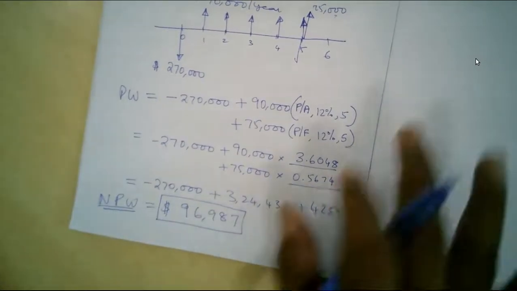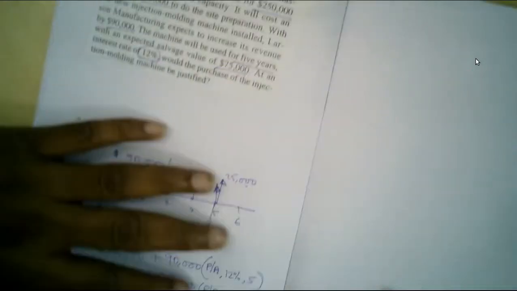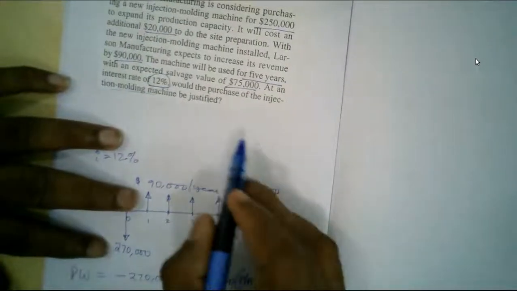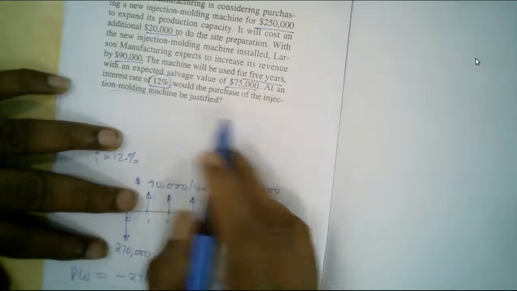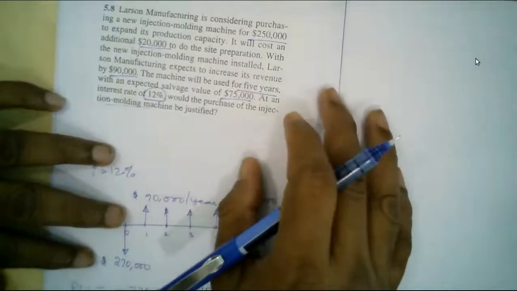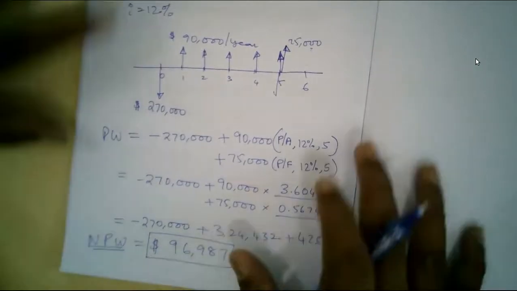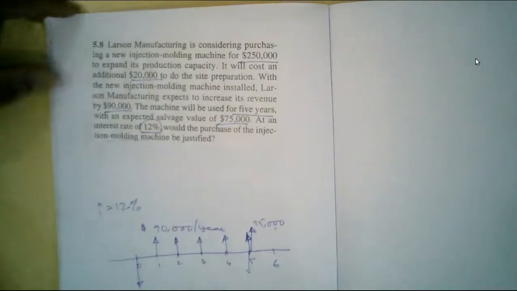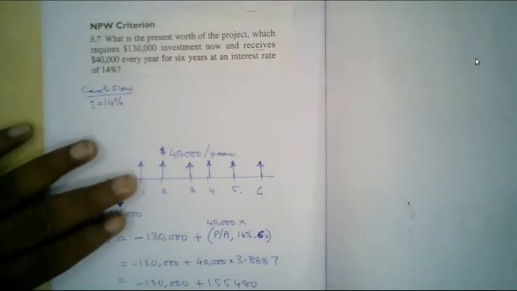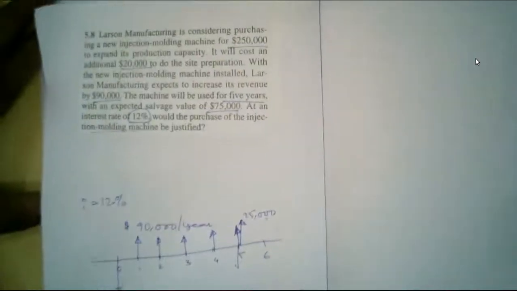That means this project can be considered. Okay, so, would the purchase of injection molding machine be justified? The answer is yes. Okay, so because our net present worth comes to positive. Okay. So I hope now you learned how to do this. So here we solved two problems on net present worth criteria.